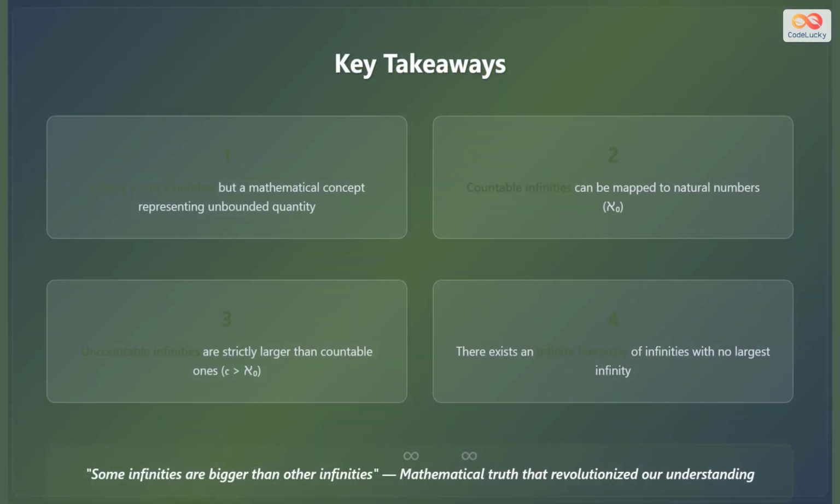Let's recap the key takeaways from our journey into infinity. First, infinity is not a number, but a mathematical concept representing unbounded quantity. Second, countable infinities can be mapped to natural numbers, as represented by Aleph null. Third, uncountable infinities are strictly larger than countable ones, with the continuum being greater than Aleph null. Finally, there exists an infinite hierarchy of infinities with no largest infinity. Some infinities are bigger than other infinities. This is a mathematical truth that revolutionized our understanding. Thank you for joining us on this mind-expanding adventure.